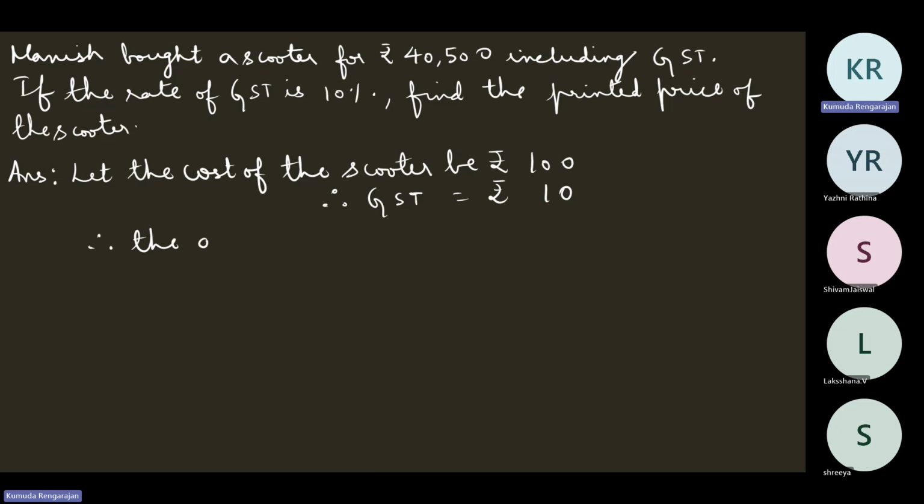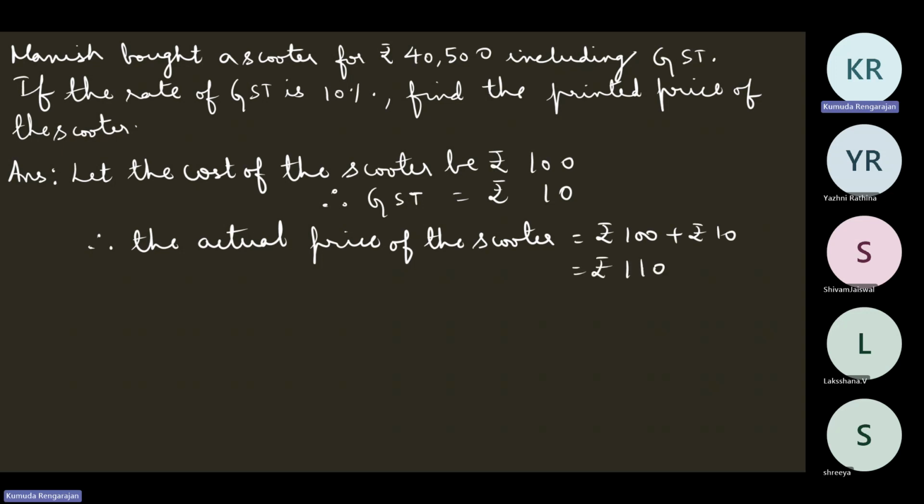Therefore, the actual price of the scooter is equal to rupees 110. Rupees 100 plus rupees 10, which is 110. You'll have to pay this much. They've used the term printed price, so let me say printed price here. Let the printed price of the scooter.